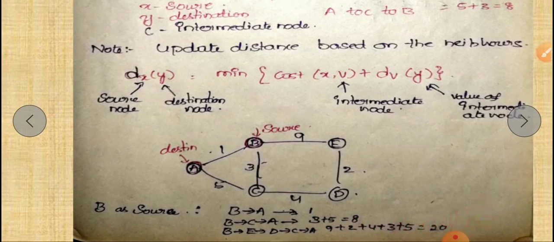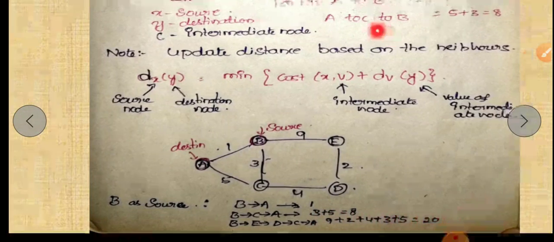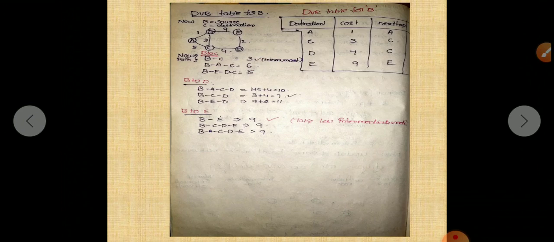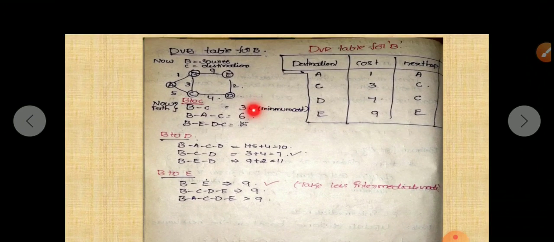So we have three costs to reach the destination from the source: B to A is 1, B to C to A is 8, B to E to D to C to A is 20. So here from B source to D destination, what is the least cost? B to A. So like this we're going to find out the routing table, or DVR table, for B.